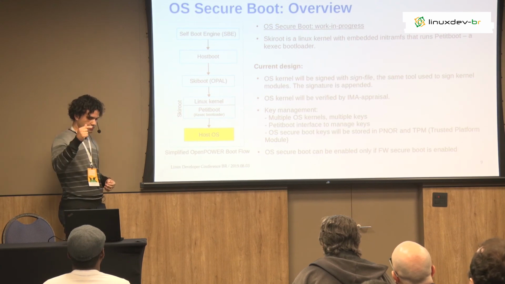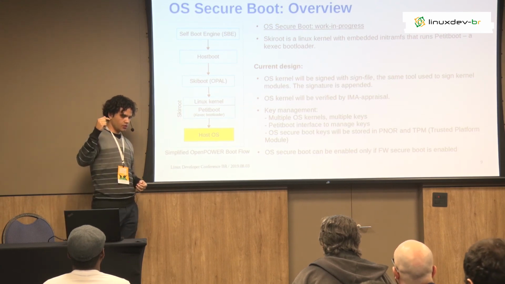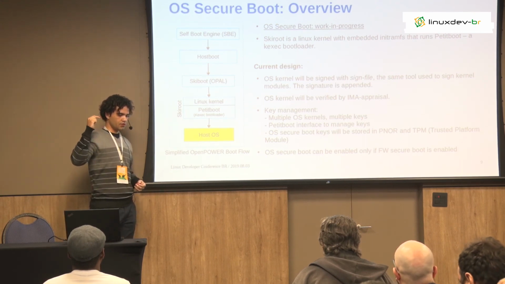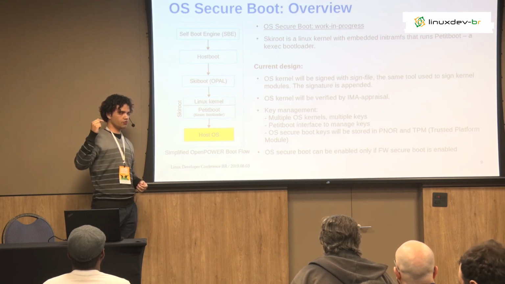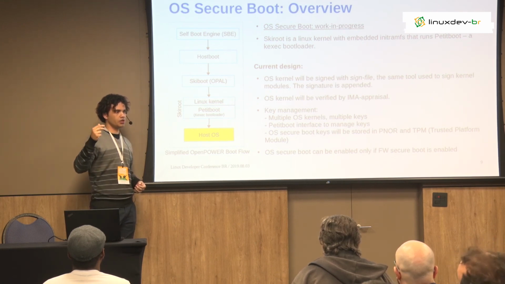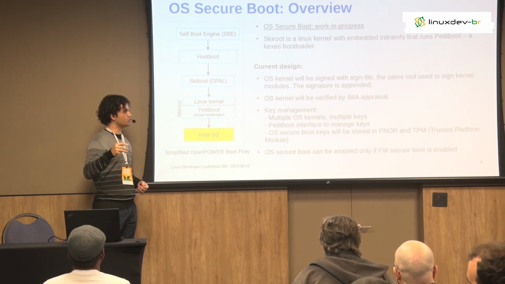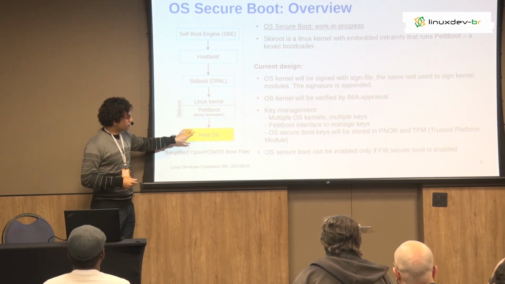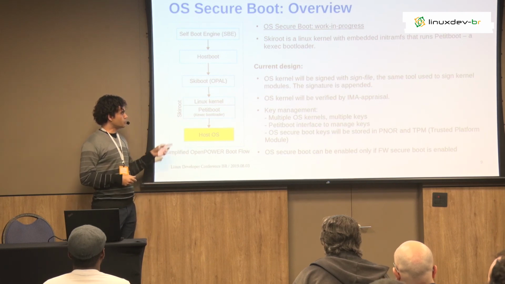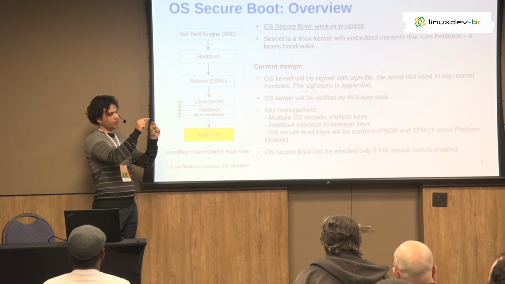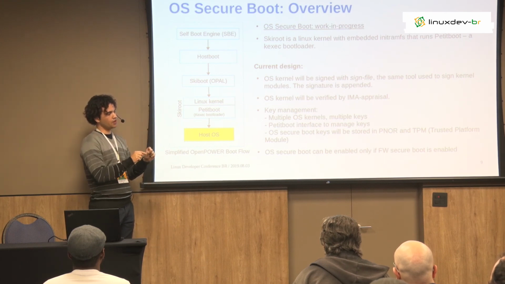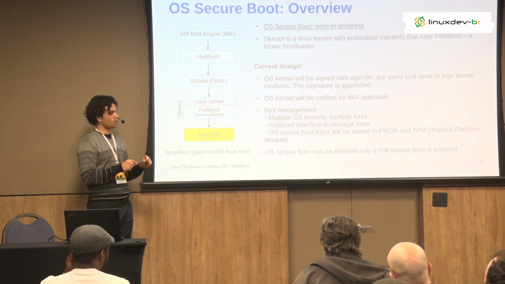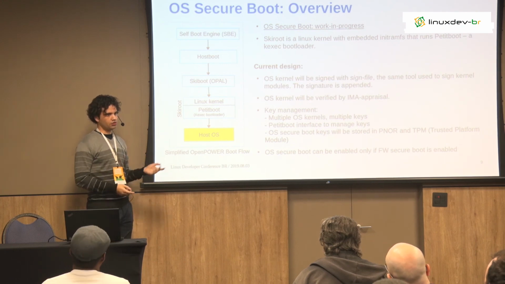Okay, we said that for secure boot, we need to set the keys, we need to sign images, and we also need to verify images. The current design for the OS secure boot is that the OS kernel, so the pdboot, it's our bootloader. You can see all the kernels that pdboot found in the grub.conf or lilo.conf.